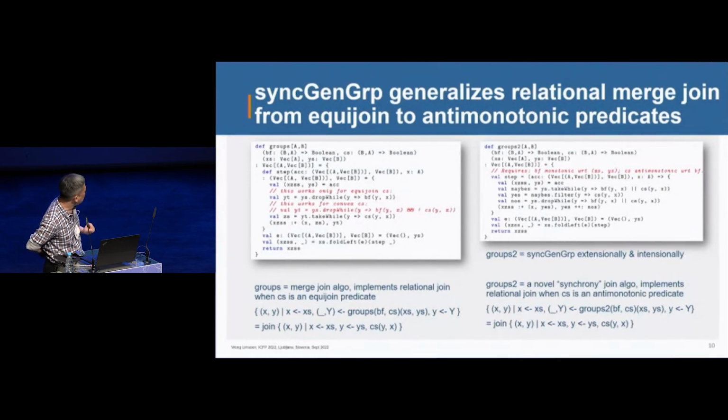Very small difference. But this small difference is what will buy you the extra general capability, because the traditional merge join requires CS, the join predicate, to be equijoin. Whereas with that small modification, the CS, the join predicate, is now anti-monotonic. It doesn't have any syntax requirement. It just requires it to be anti-monotonic. So it's a tremendous generalization and simplification in terms of concept and algorithms.